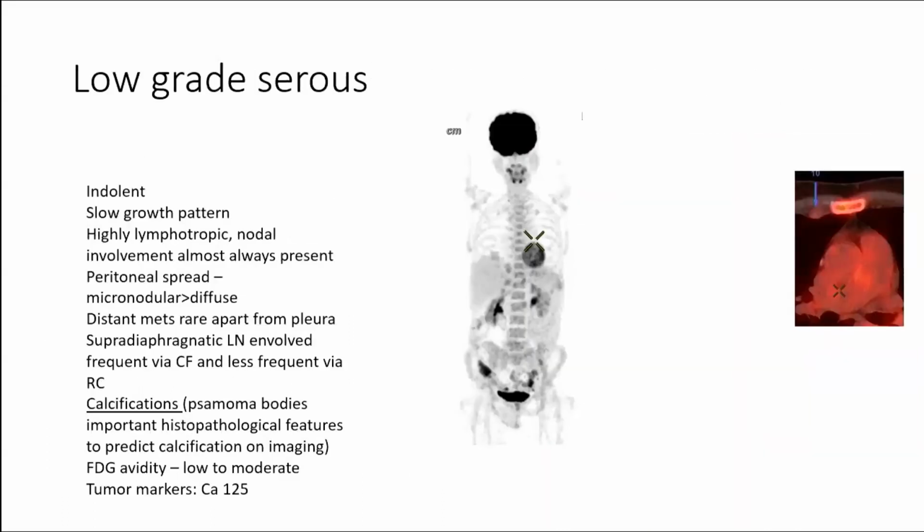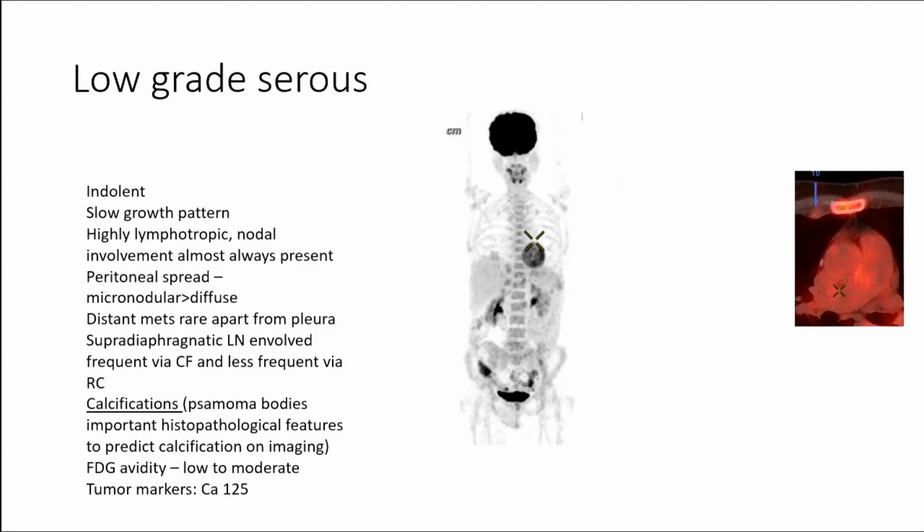Low-grade serous tumor has very distinguishable features on imaging, and especially on nuclear imaging. It's indolent, slow-growing, it's highly lymphotropic. This is the gynecological tumor with the highest lymphotropism. Nodal involvement is almost always present. Peritoneal spread is micronodular rather than diffuse. Distant metastases are rare apart from pleura. Supradiaphragmatic lymph nodes are a very common site of disease.